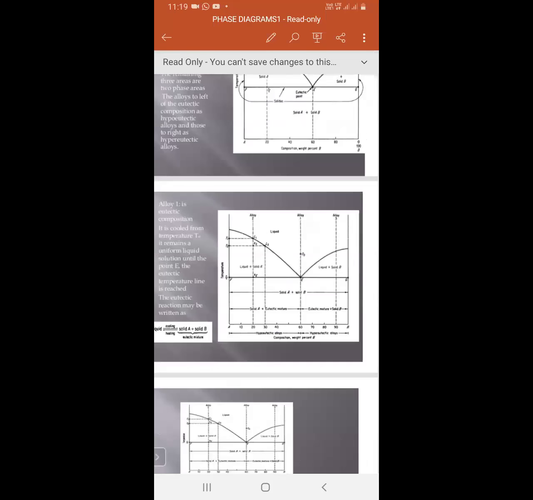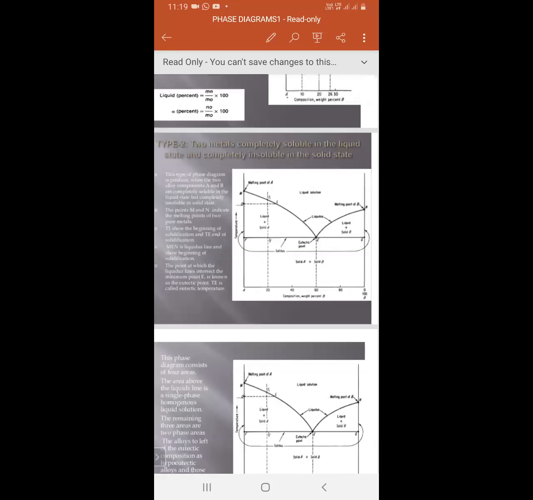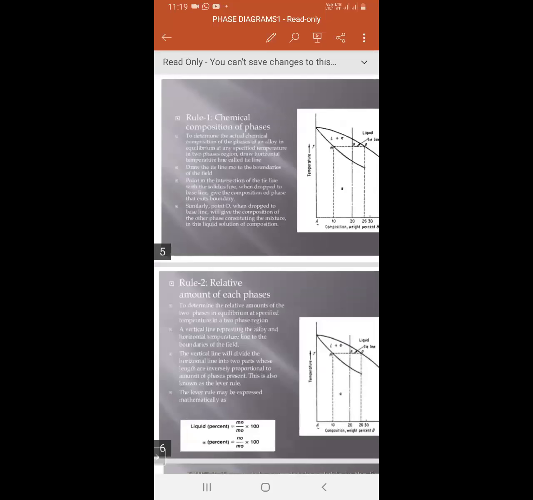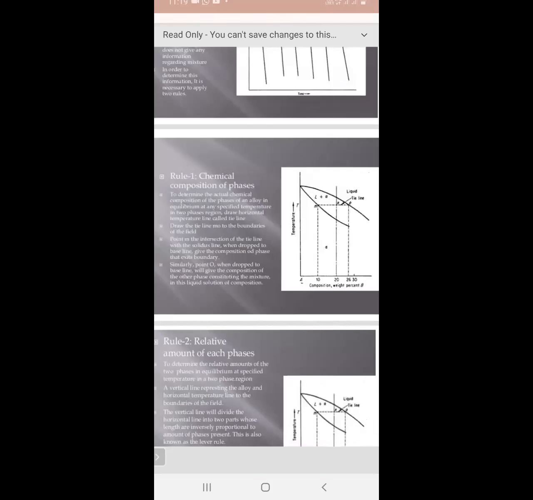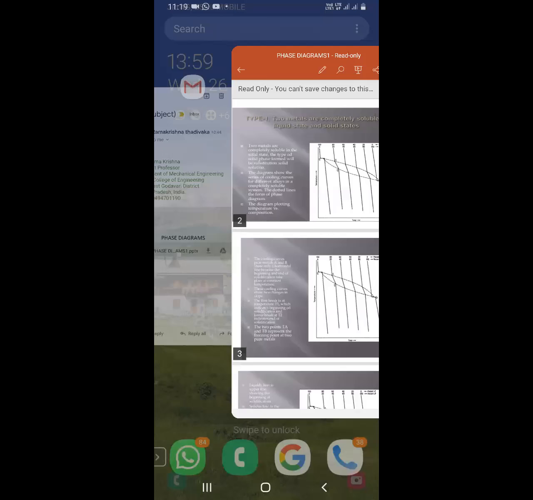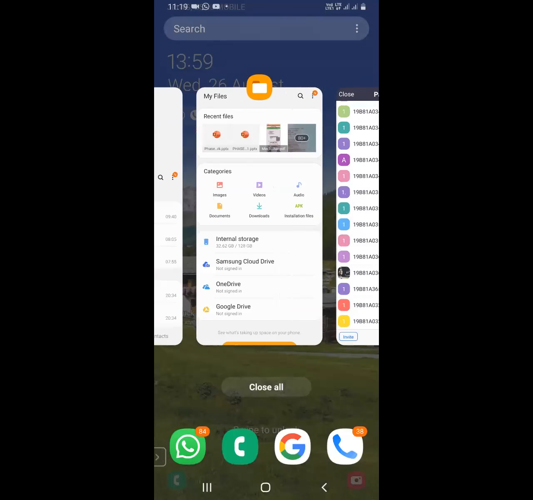Okay, see, that is the phase diagram. That is the binary isomorphous phase diagram. That is the construction we have discussed so far. Then I want to show you an example.